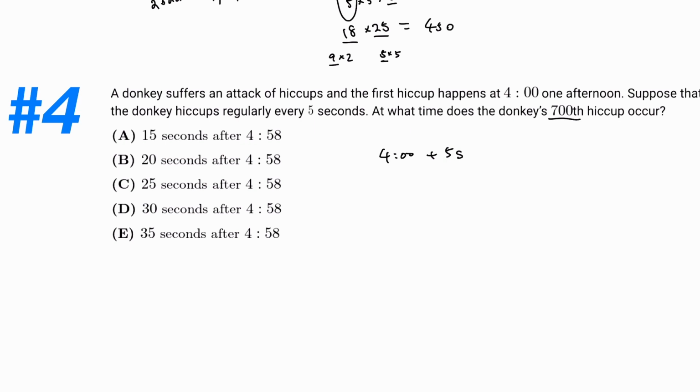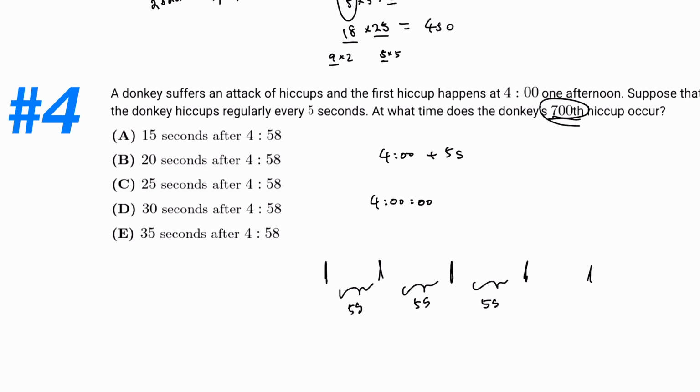So the first hiccup happens at exactly 4 o'clock and 00 seconds, I guess. And we have 5 seconds after that. How many 5 seconds does it take for the 700th hiccup to occur? So let's think. If the hiccups are like these, and the time intervals between them are 5 seconds.